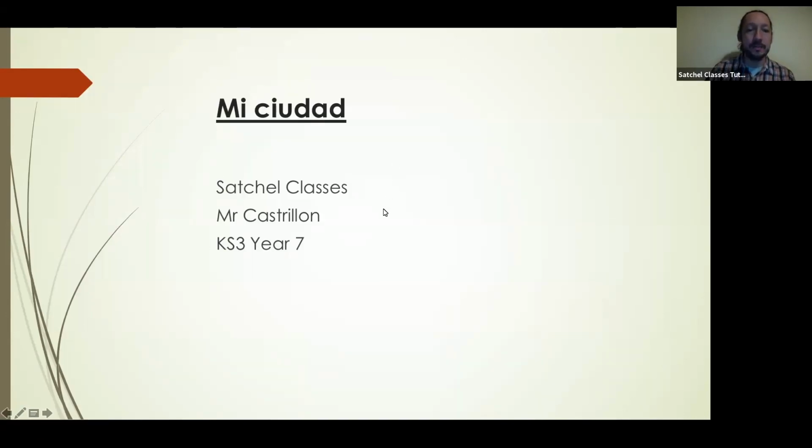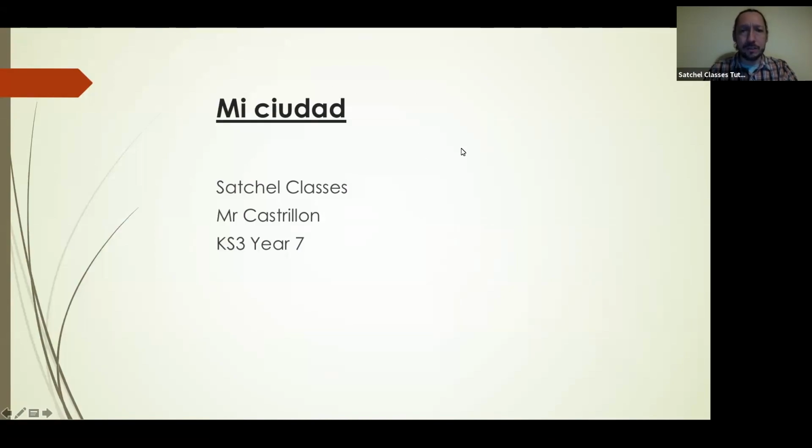Okay, today's lesson is a Key Stage 3 lesson. It's for year 7, but of course it doesn't mean that other students are not welcome to join us. If you're in year 8, year 9, 10 or 11, feel free to join this lesson and learn some important words that we use in Spanish for this.